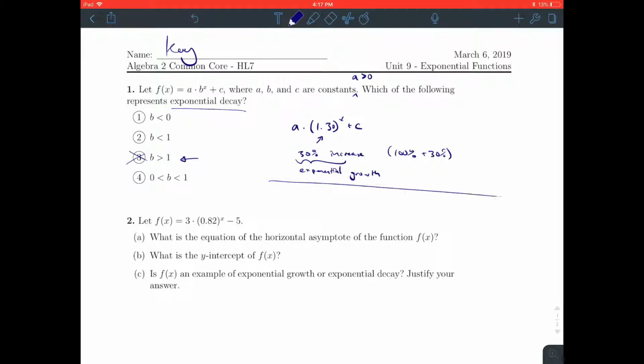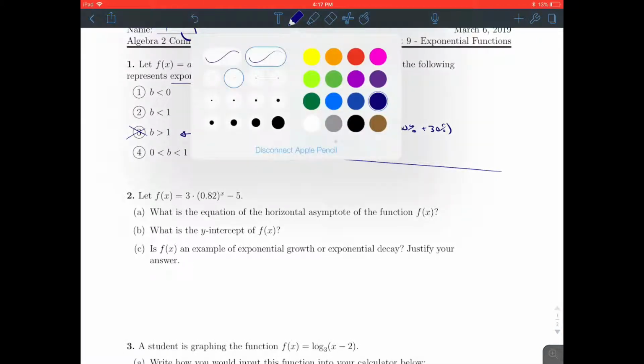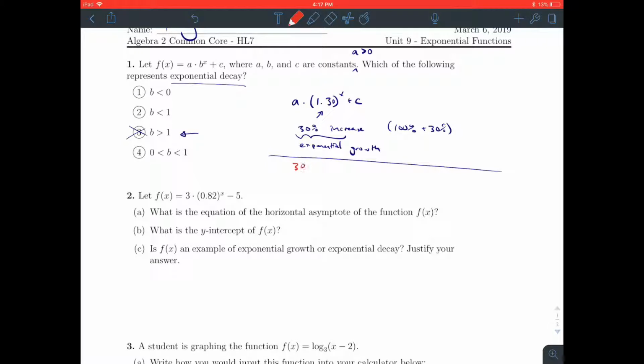For exponential decay, you want to be thinking about the opposite situation. Let's say you have a 30% decrease. Then what kind of number are we going to end up with for b in our formula? A 30% decrease would be decay, and that would look something like 0.70. That would be an example of a b value that would result in decay. This value is not less than 0, so that would not be a correct answer choice.